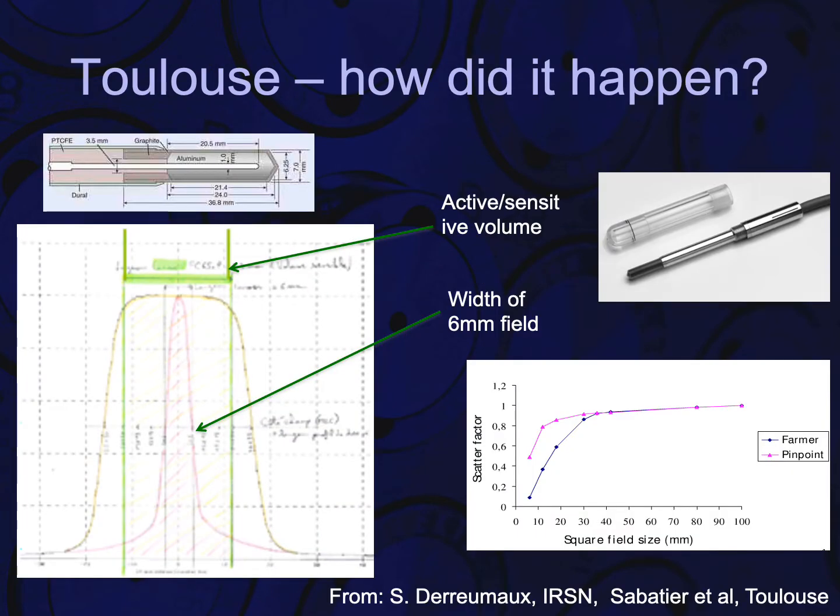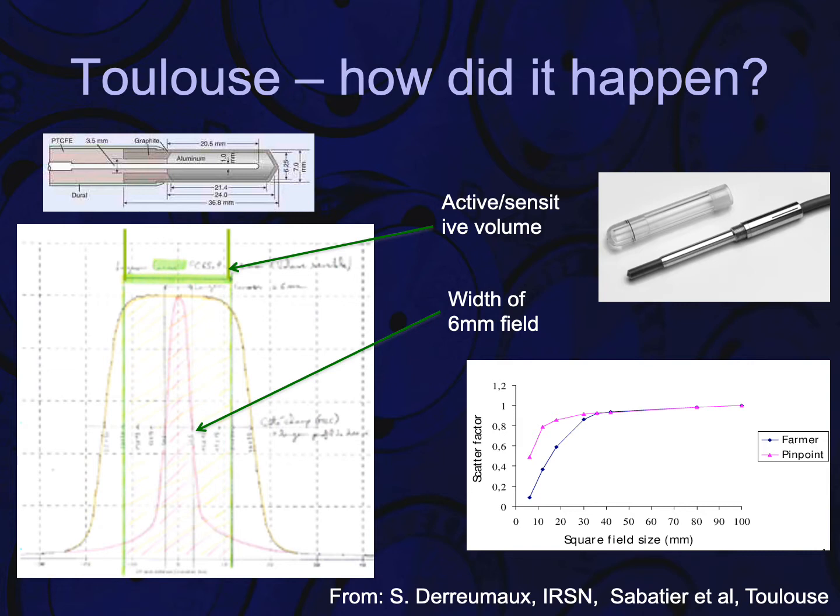Here we can see a graphical representation of that. On the chart on the left, you can see a red peak which denotes the 6 millimeter beam, and you can see above the active or sensitive volume of a Farmer chamber, which is 23 millimeters. So you can see that not only that chamber was measuring the peak of the beam, but it was also measuring the penumbra and dose fall off on either sides of the beam.